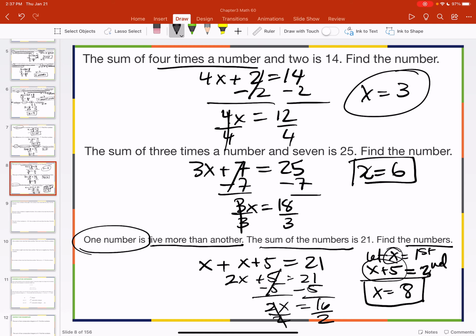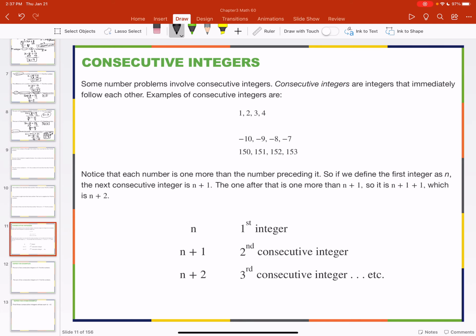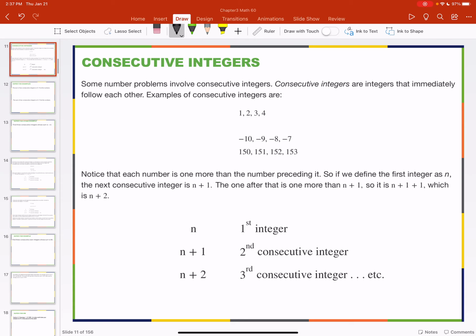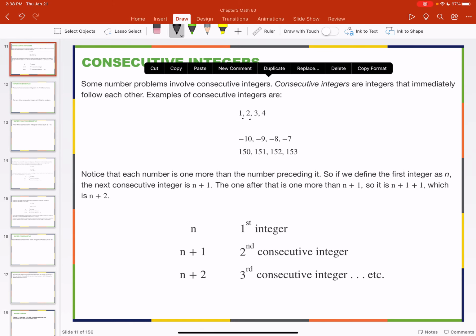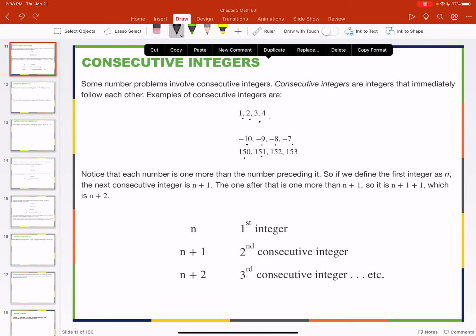Okay, and then I want to talk about consecutive integers. It says some number problems involve consecutive integers. Consecutive integers are integers that immediately follow each other. For instance, you have 1, and immediately after that is 2, and then 3 and 4. If you imagine a number line with the numbers going to the right, you have -10, to the right is -9, -8, -7. So when you think about consecutive integers, each number is one more than the one before it.